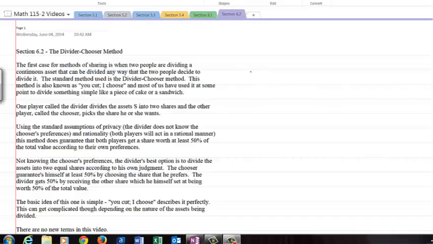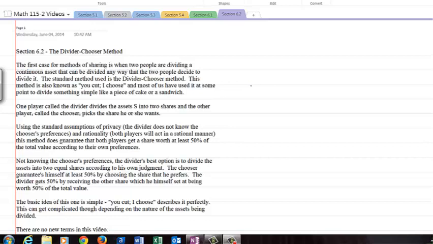Section 6.2, the divider-chooser method. The first case for methods of sharing is when two people are dividing a continuous asset that can be divided any way that the two people decide to divide it. The standard method used is the divider-chooser method. This method is also known as the you cut, I choose method.